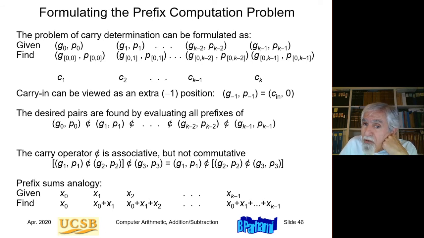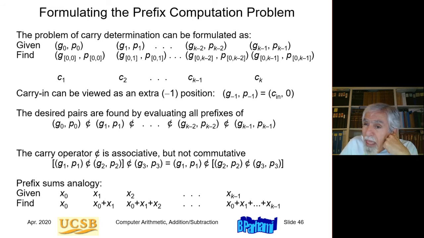G00 means the block of bits extending from bit 0 to bit 0, so it's just one bit. G01 means the block of bits extending from bit 0 to bit 1, so that's 2 bits. And G02 will be 3 bits, until all the way at the right, we have G0K-1. That's basically K bits, the generate signal for the block of all K bits.